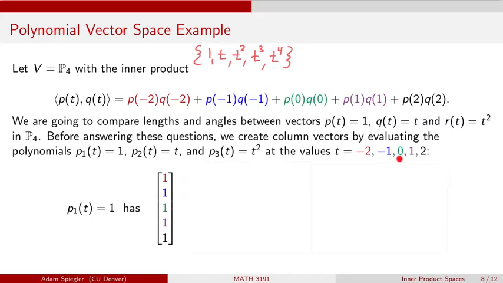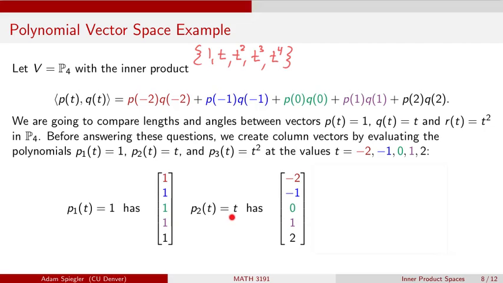So no matter what value of t I pick, this polynomial is the constant polynomial, which is equal to 1 for all values of t. So this first polynomial has a column vector of all ones corresponding to the 5 values that I would get when I evaluate that function at those 5 values.